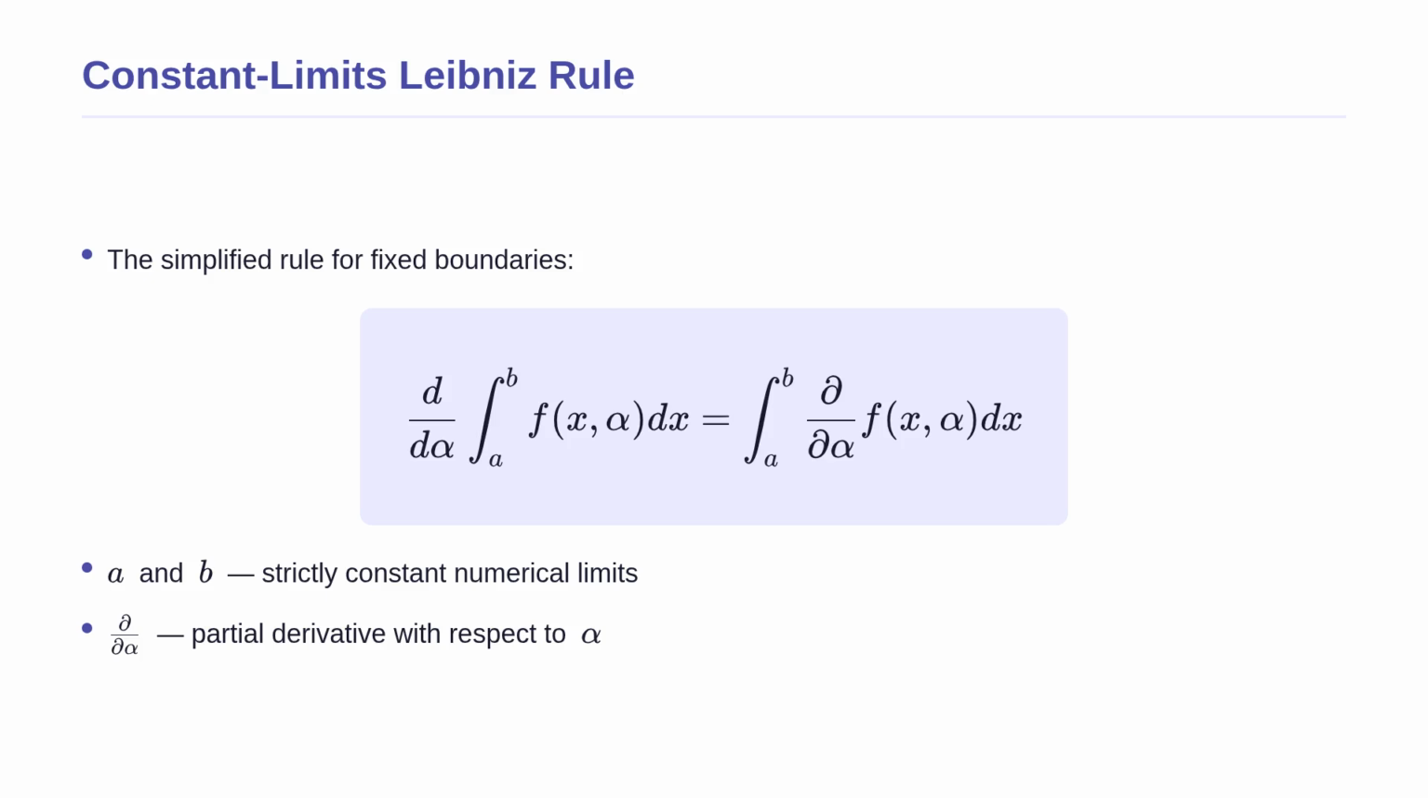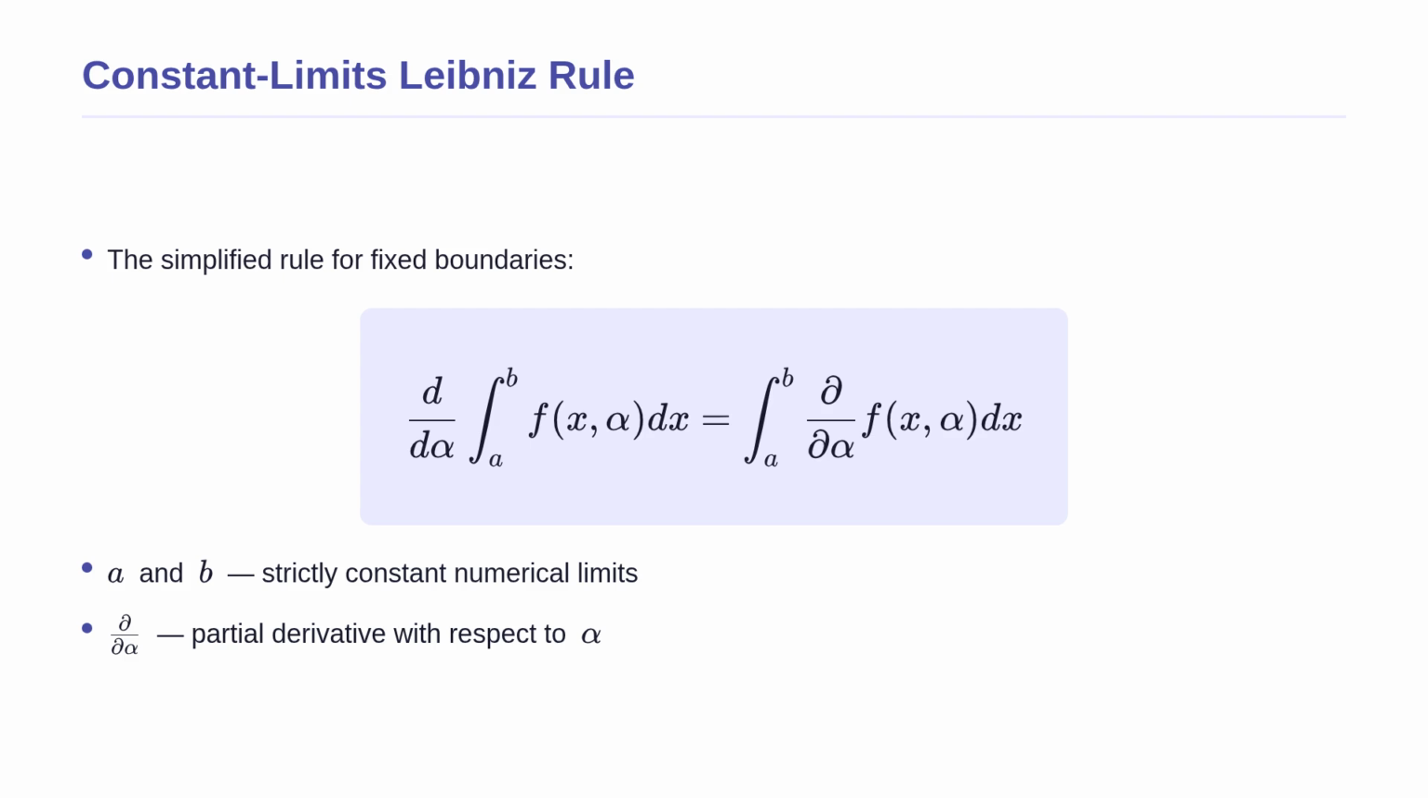This simplification brings us to the most commonly used version of the formula, the constant limits Leibniz rule. Conceptually, because the walls of our area are fixed, the only thing changing is the height of the curve itself. Here, a and b are strictly constant numbers. The partial derivative symbol tells us to differentiate the inner function with respect to alpha, while treating x as if it were just a constant number.